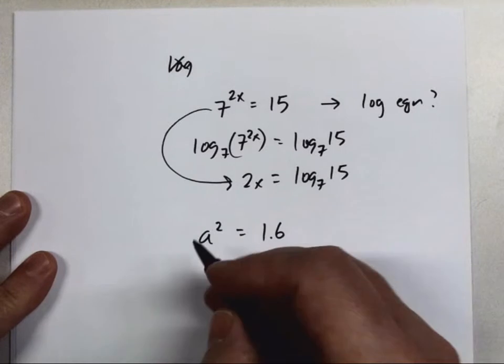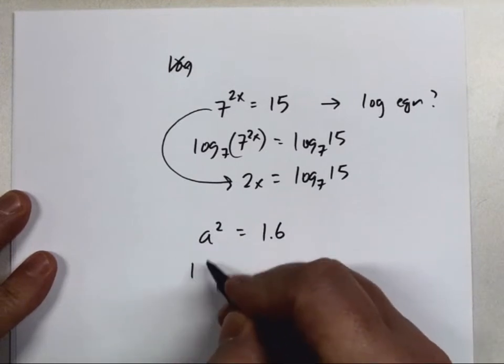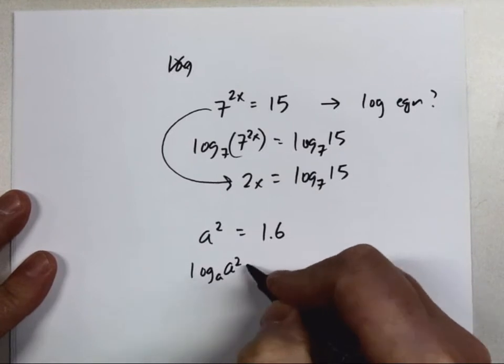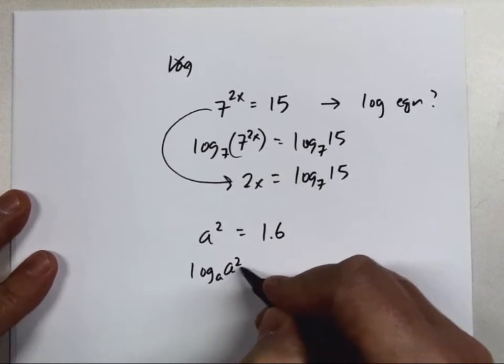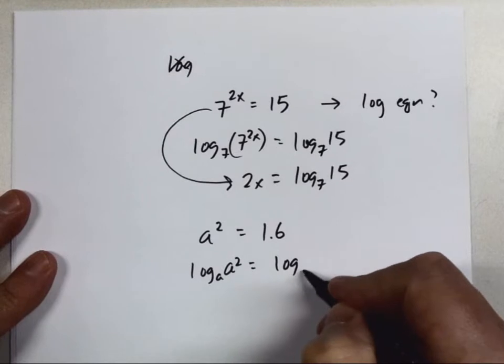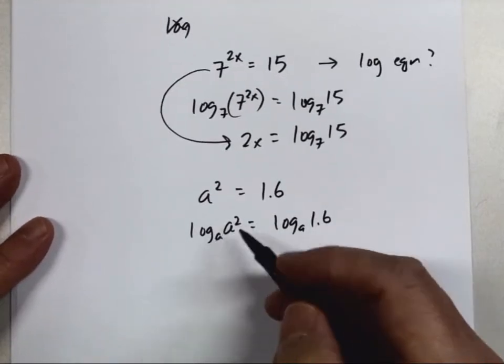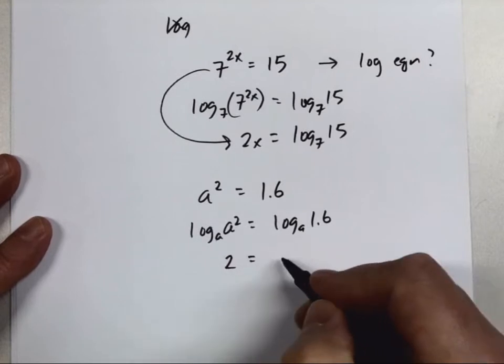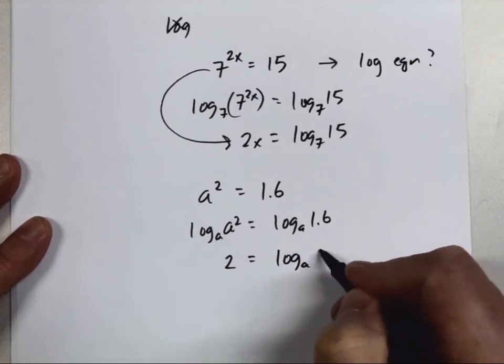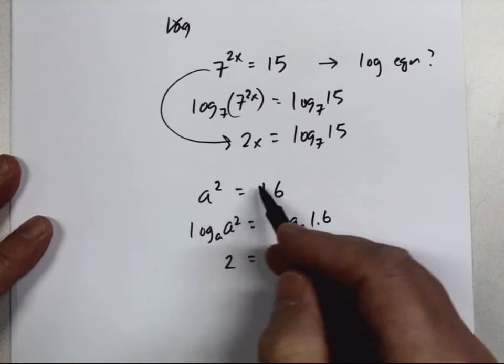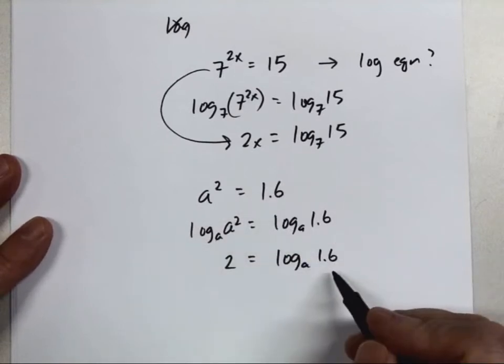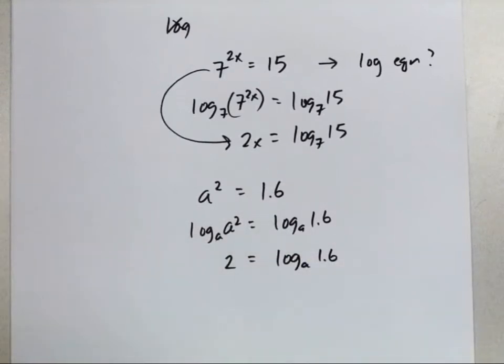We'll take the log of both sides. Although in this case, what's the base of my exponent? It's a, so I'm going to take log base a of both sides, log base a of a squared. So a squared equals 1/6 is the same as saying 2 equals log base a of 1/6. Let's do a natural log just for fun.